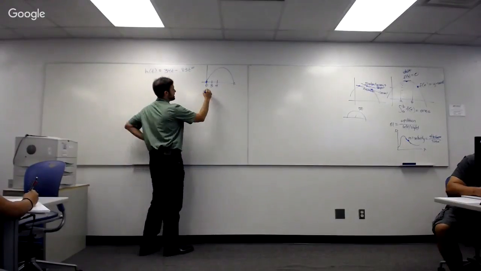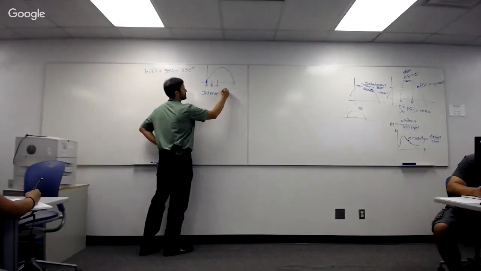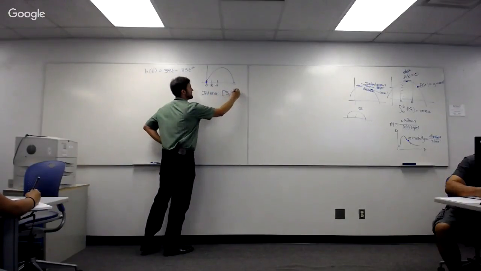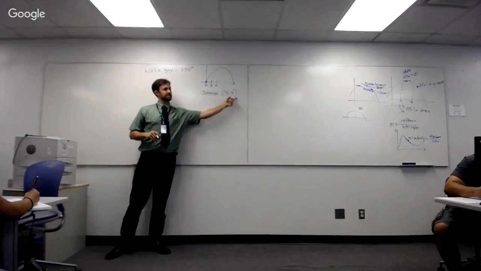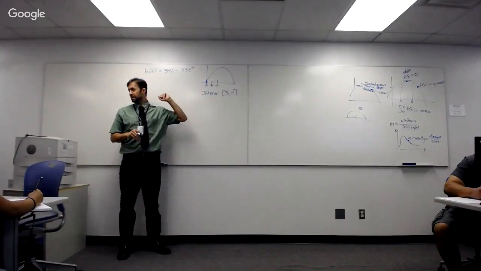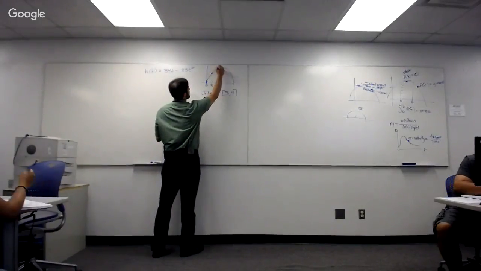So keep in mind, when we write down the interval from 3 to 4, we're looking at a time interval. That's not a coordinate. Right? This has brackets, not parentheses. So this isn't a coordinate. That's an interval of time from 3 seconds to 4 seconds. So presumably, this is what we're looking at.